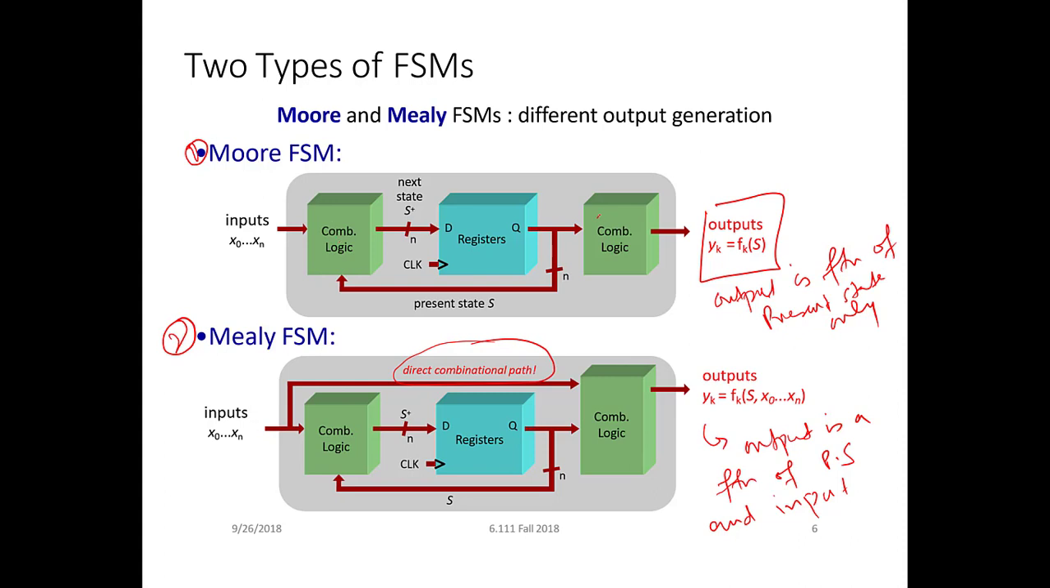So this is called output combinational logic. This is called next state combinational logic. Okay. This is called next state because it produces the next state. So S plus is the next state.